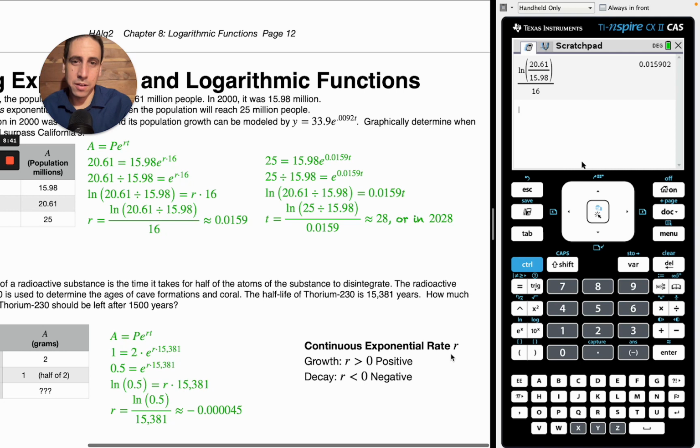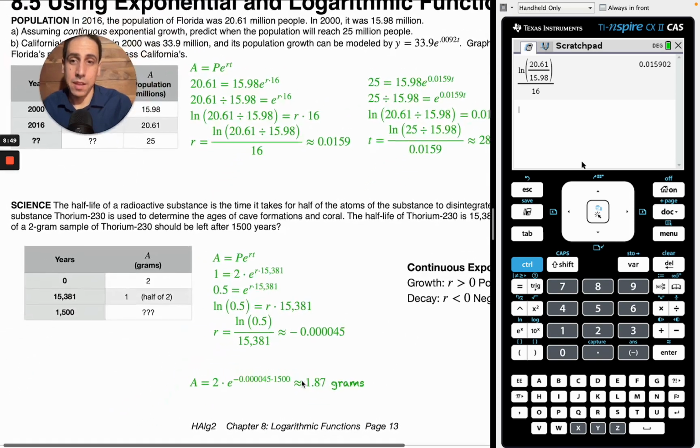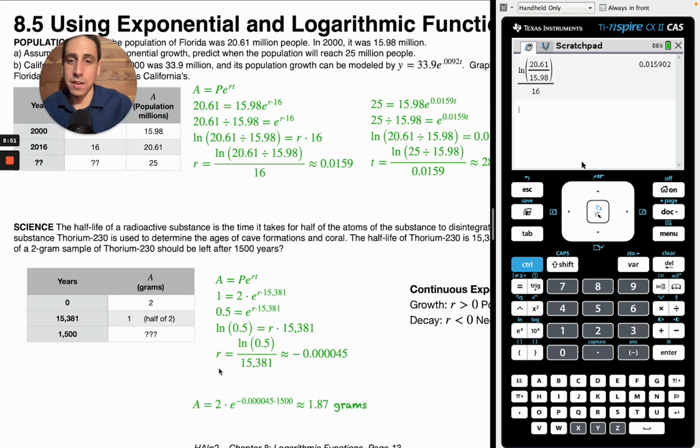Continuous exponential rate, r. If you want it to grow, the r has got to be greater than 0 and be positive. If you want it to decay, the rate has got to be less than 0 and be negative. Now that we have the rate, we can plug it into a PERT. We get A, the final amount, is equal to 2, the initial amount, times e raised to the rate that we have here. It's an incredibly small rate because this thing takes 15,000 years to decay.